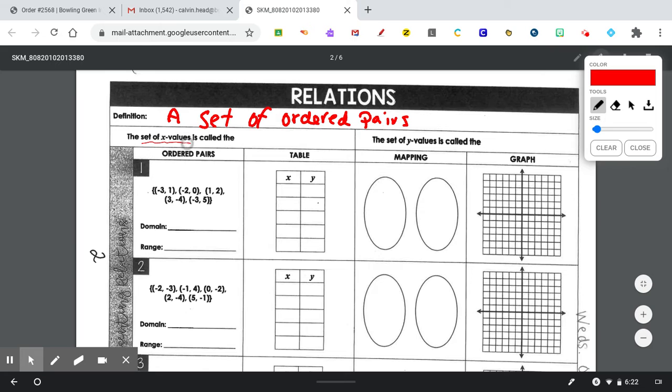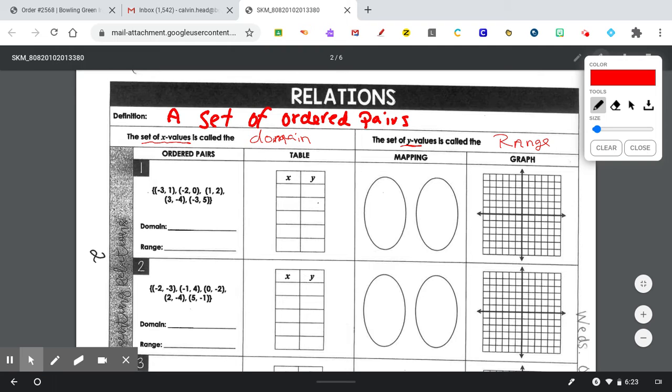A set of X values is called the domain. So you're going to remember that X values is the domain, and Y values is called the range. That's going to be very important. X is domain. Y is range.